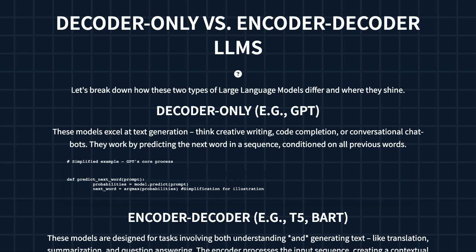On the other hand, encoder-decoder models are more versatile. They first understand the input sequence through an encoding process, and then use their understanding to generate the output. This makes them really good at tasks like translating languages, summarizing long documents, or answering questions, things where you need a deep grasp of both the source material and what you're trying to create.